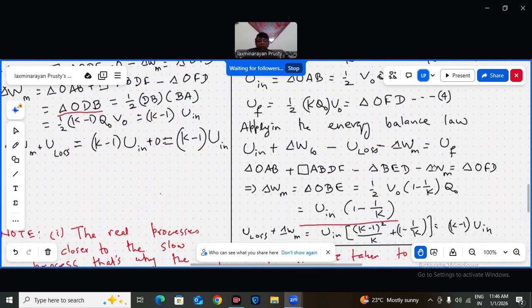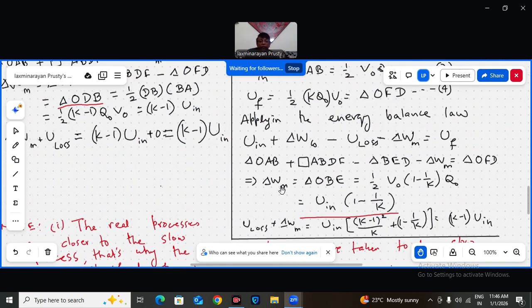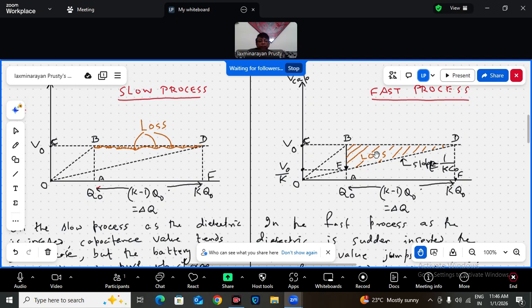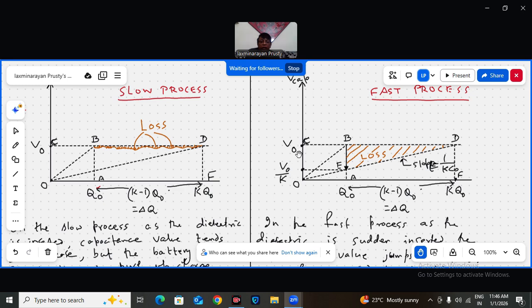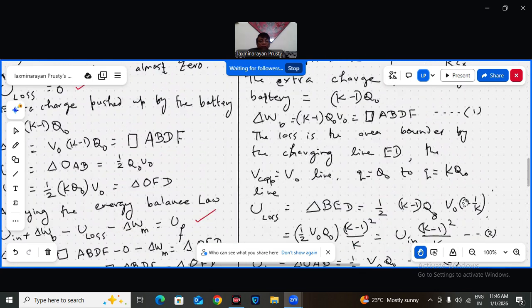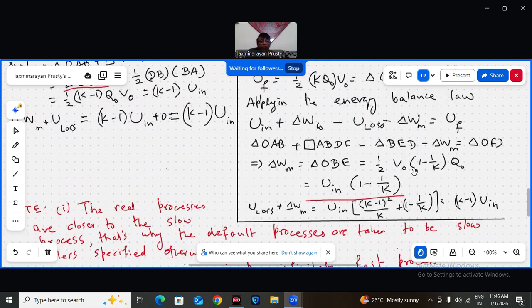Let me see, have I written that? Yes, delta Wm, after adding OAB plus the ABDF rectangle, subtracting the BED triangle, and subtracting the OFD triangle, I get delta Wm as the OBE area. Let us see the OBE area. This triangle, this base is V0 into 1 minus 1 by K, and the height is Q0. So half V0 1 minus 1 by K into Q0. So that is U initial 1 minus 1 by K.